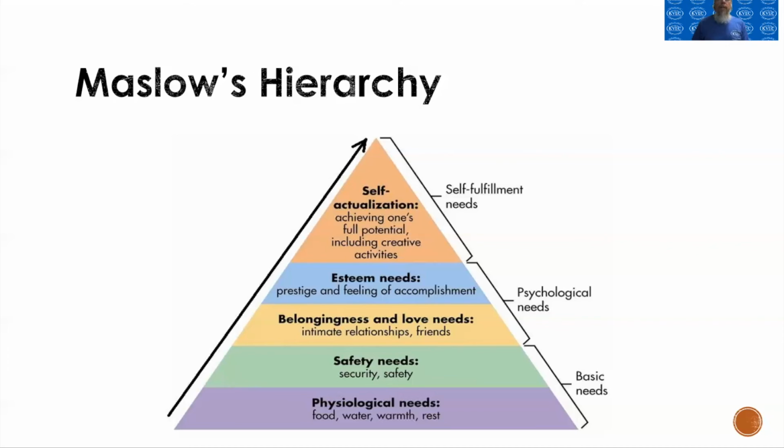Again, if we go back to looking at Polsky's diamond, this is where that affiliation comes into play. And then after that, you have esteem needs of prestige and feeling of accomplishment. This is esteem for oneself, dignity, you've achieved something, you've mastered something. And then the desire for reputation or respect from others, your status or your prestige.